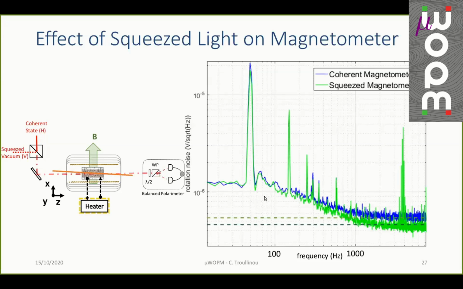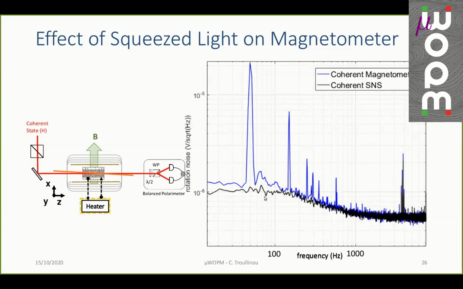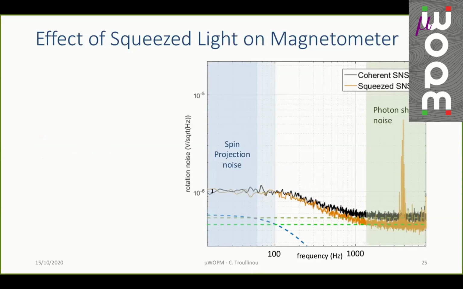What I was showing in this area is what the spin projection noise limited area would look like for the spin noise spectrum. I haven't tried to use other types of squeezing. Unfortunately, we have this OPO squeezer available in the lab, so that was the first thing to test the squeezing with.